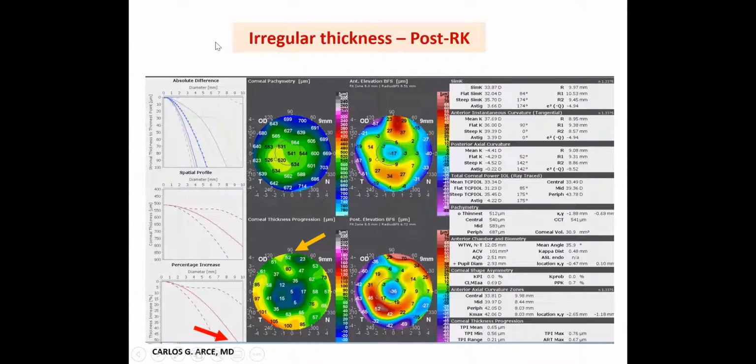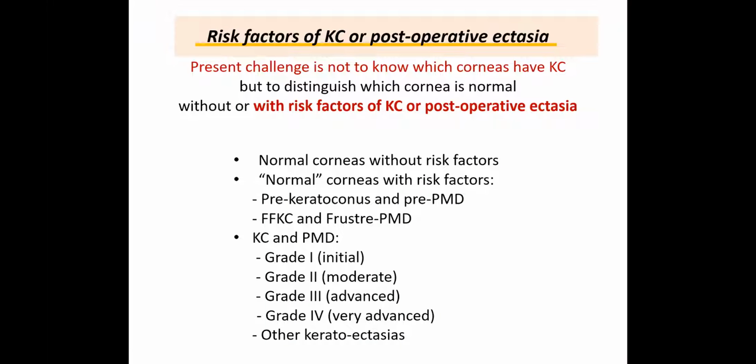Observe this kind of very irregular cornea in radial keratotomy that may look like a false positive for ectasia or for keratoconus in this kind of analysis. So we have to see also, for pre-refractive screening, if we have risk factors for keratoconus or for postoperative ectasia.